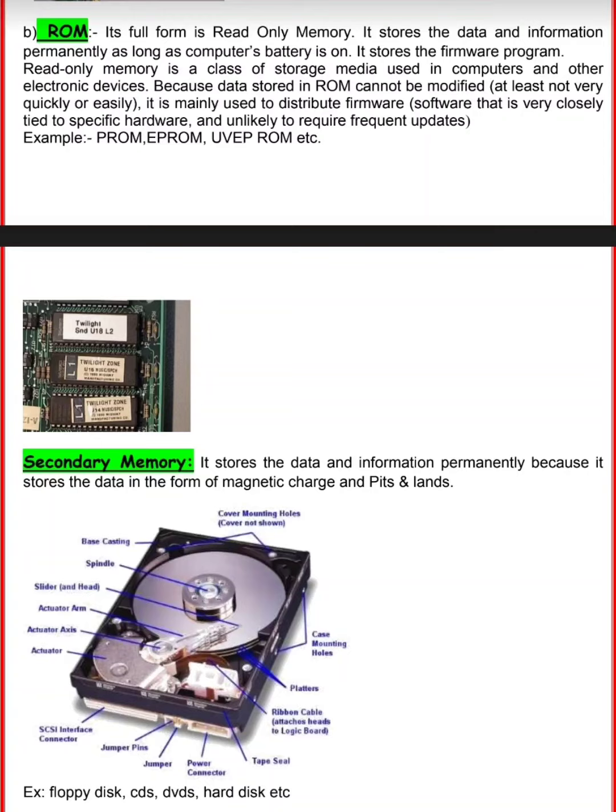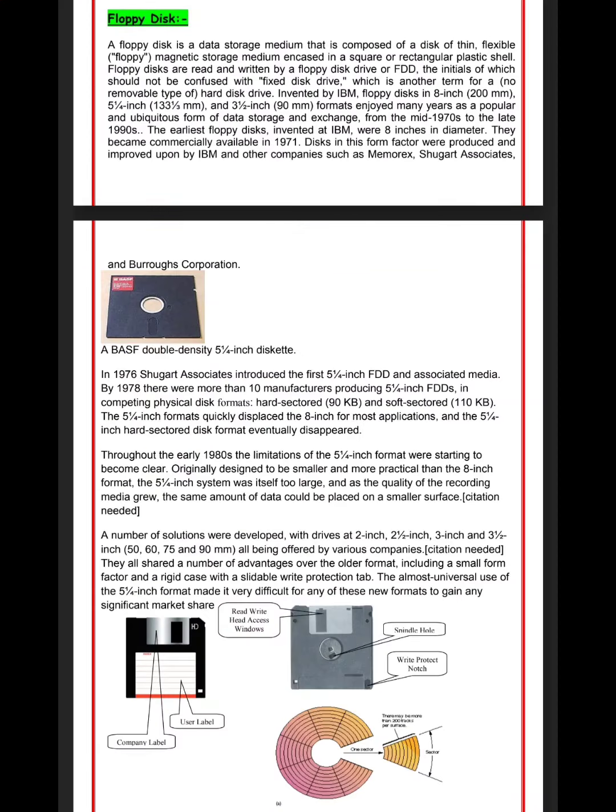Floppy disks. A floppy disk is a data storage medium that is composed of disks of thin, flexible, floppy magnetic storage medium encased in a square or rectangular plastic shell. Floppy disks are read and written by a floppy disk drive or FDD, the initials of which should not be confused with fixed disk drive, which is another term for a non-removable type of hard disk drive invented by IBM.